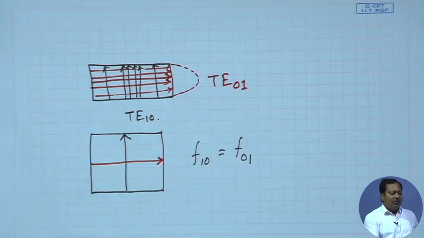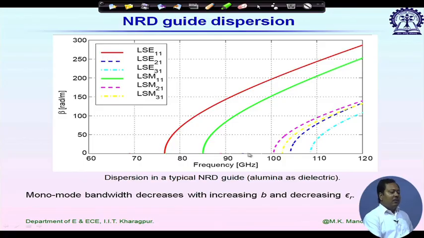Similar thing is possible for NRD guide also. If I excite it in LSM mode field configuration, in that case it will not excite longitudinal section electric mode, but remember, only if the guiding structure is straight. If I use any bend, it can generate higher order modes, and from those higher order modes LSE mode can be excited. So, we have to use some mode suppressor. There are some components which can suppress that unwanted LSE mode if excited from that bend.